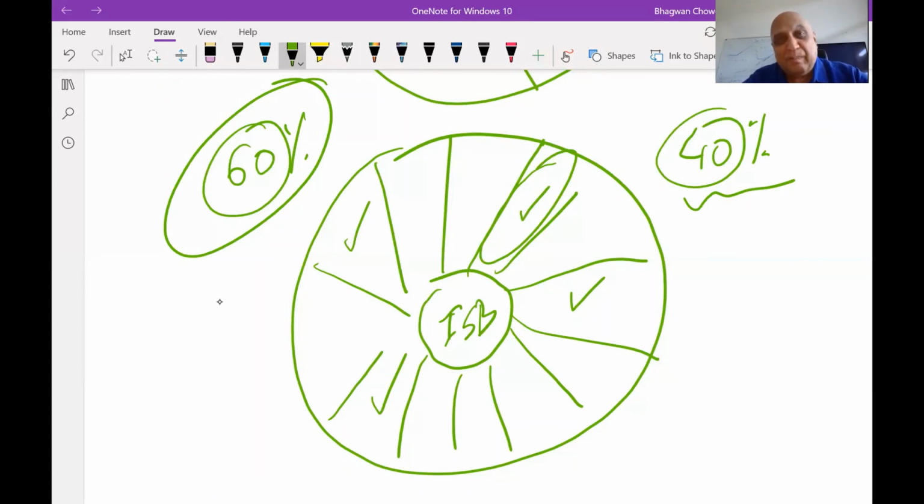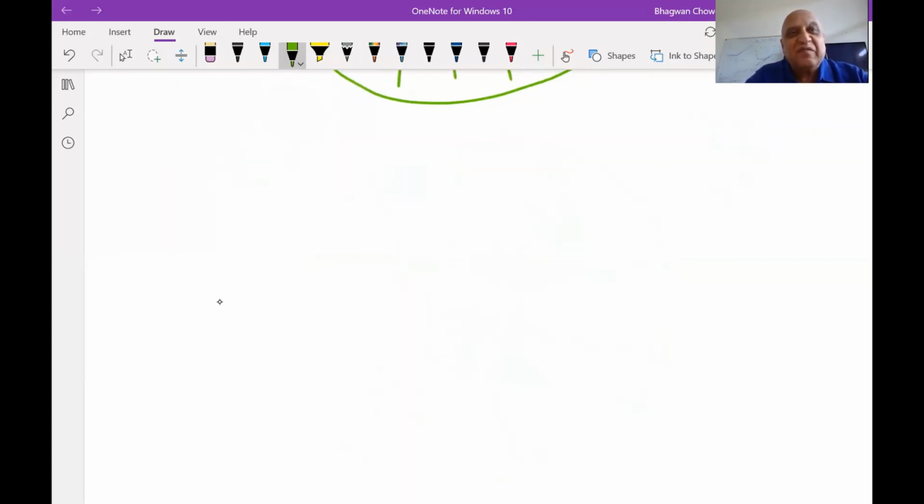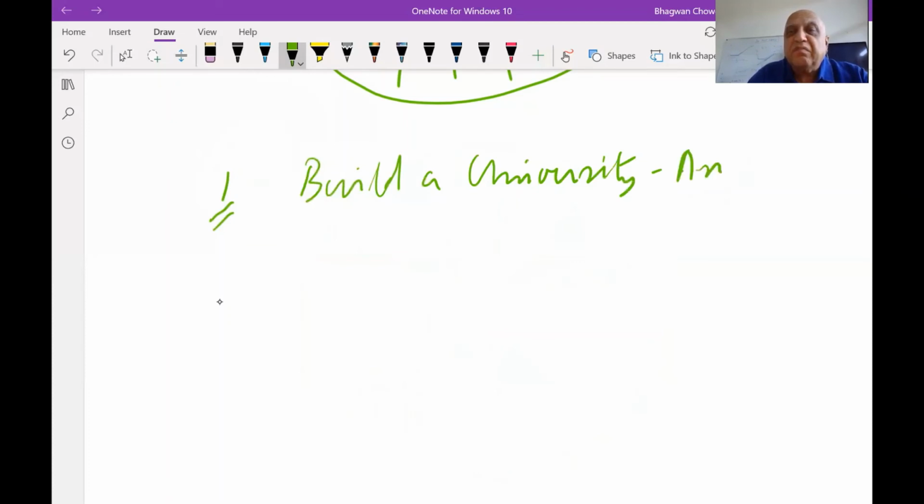It's very simple. What are the steps? The first step is the government announces that they want to build a university. So you announce it. Let's say you announce that you're going to build ISB near Hyderabad. Let people bid for the right to build ISB.